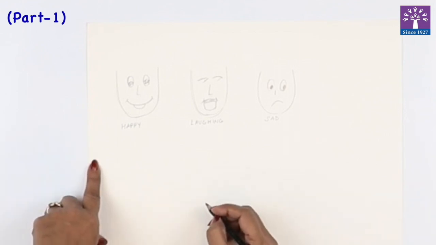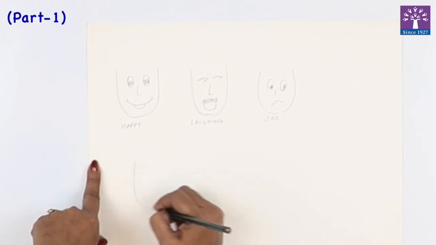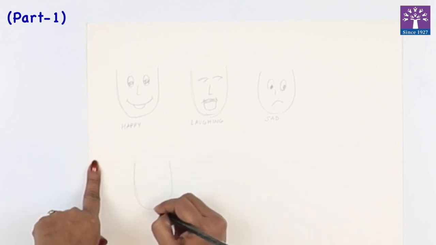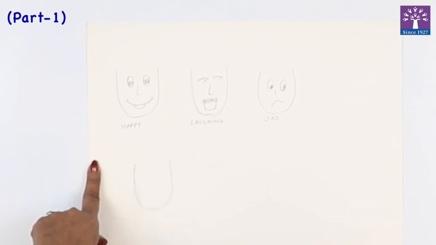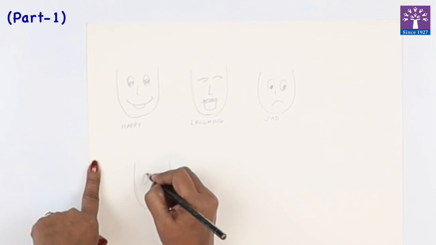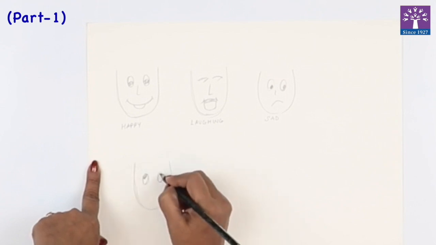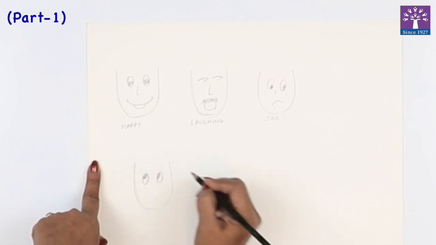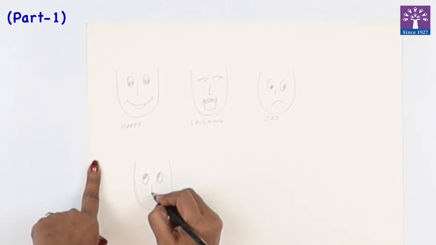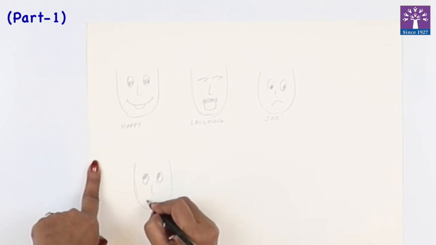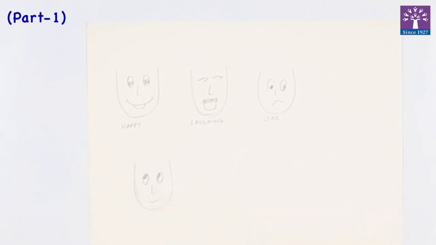How about a face that is thinking? When you think something, how does your face look? Again, we have a letter U. Our eyes. I'm thinking. There. This is a thinking face.